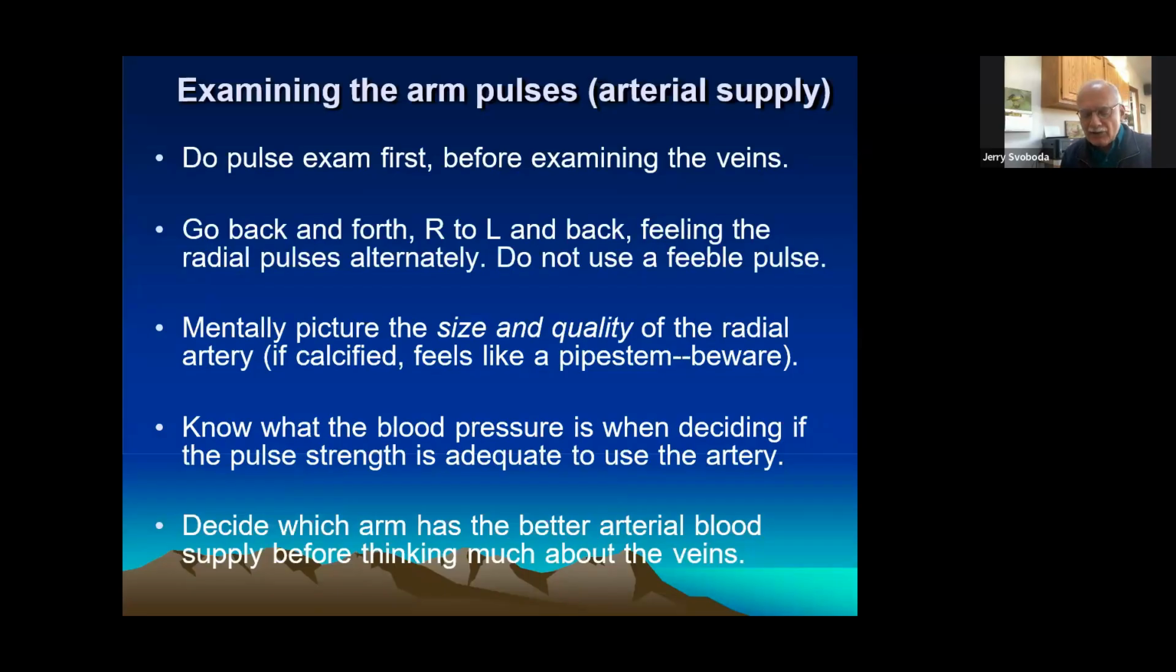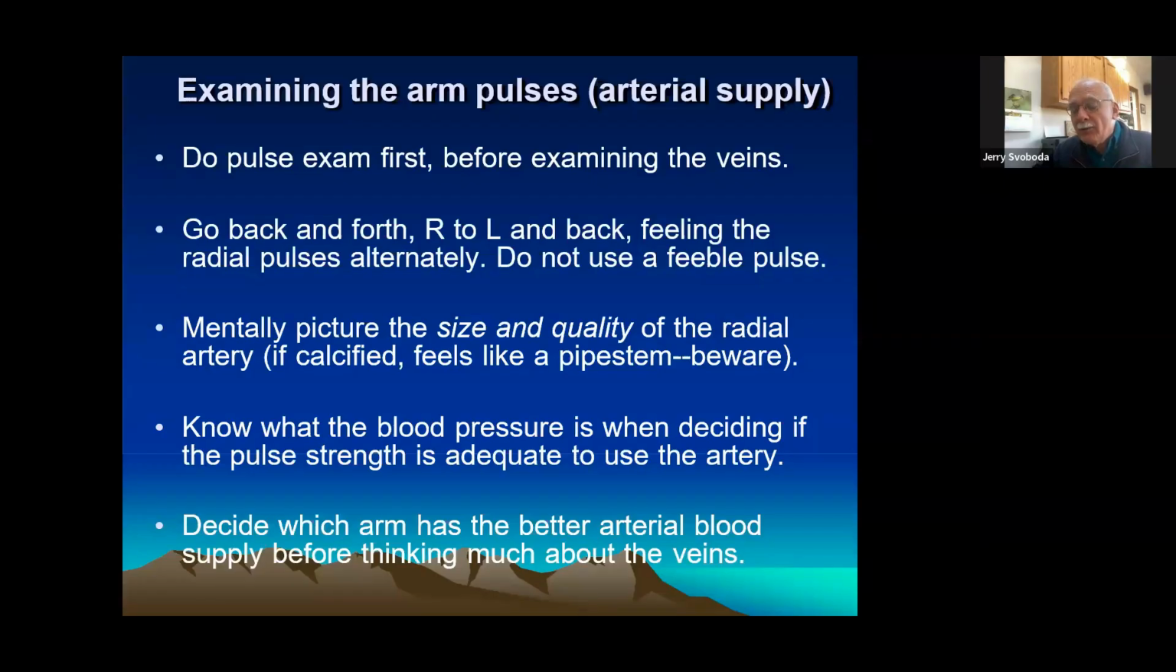Sometimes diabetic patients will completely occlude their radial artery from atherosclerotic disease, so that can't be used. If the person has lost the radial artery, it does not mean that their brachial artery cannot be used. It does not mean that they will become ischemic automatically. You can't assume that. If you're deciding between two arms, knowing what the patient's blood pressure is helpful in deciding about the strength of a pulse.